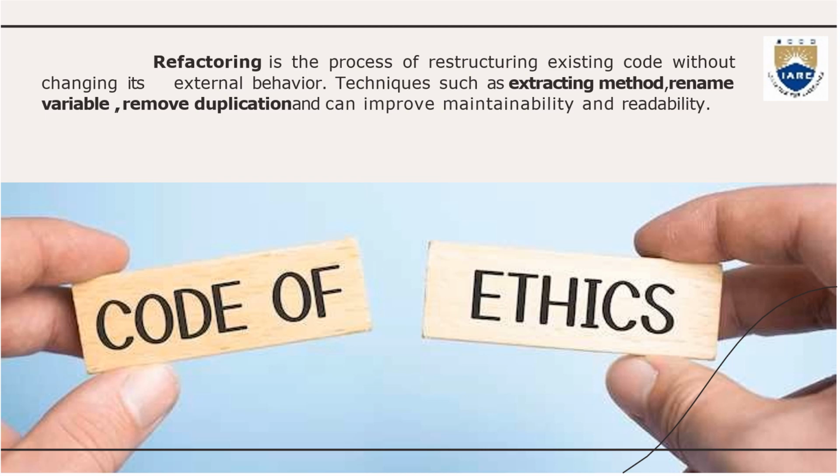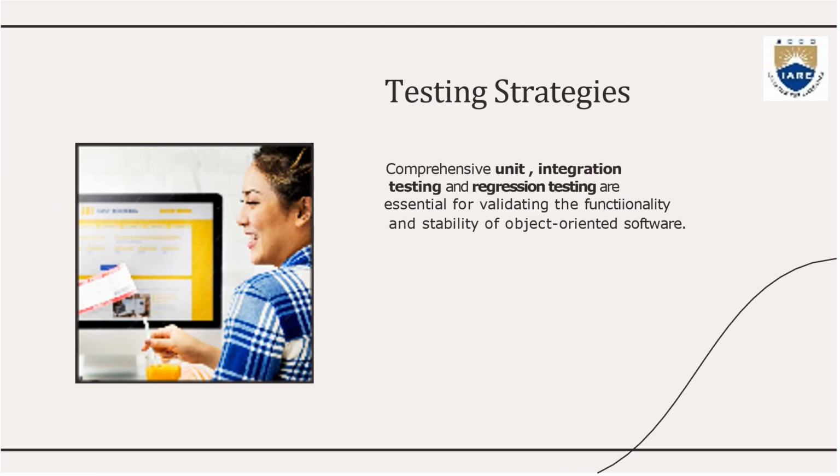For a specific object, classes can also contain functions called methods that are available only to objects of that type. These functions are defined within the class and perform some action helpful to the specific object type. Testing strategies. Comprehensive unit, integration, and regression testing are essential for validating the functionality and stability of object-oriented software.